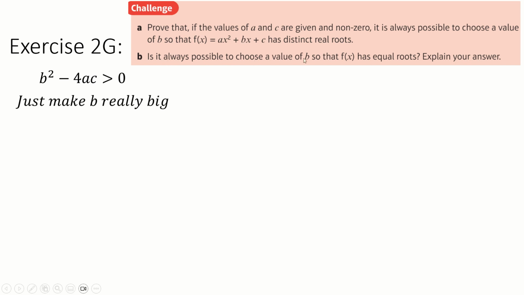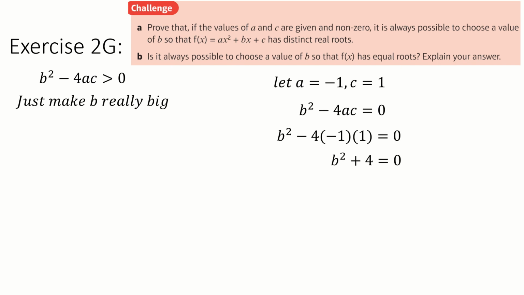Is it possible to choose a value of b such that it has equal roots, so b squared minus 4ac equals 0? If you just choose a to be that and c to be that, you'll very quickly realize that no, you can't, because you'll end up with this, which unless you want to choose b to be plus or minus 2i, you can't do. So we'll be done with that.